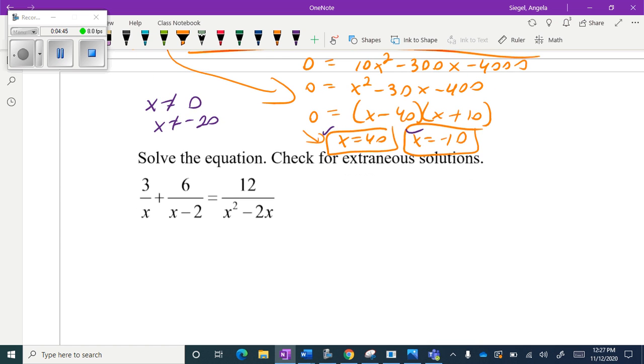Okay, on this one, this is very much the same way, except I'm going to go ahead and factor this first. So this is going to be x and then x minus 2.